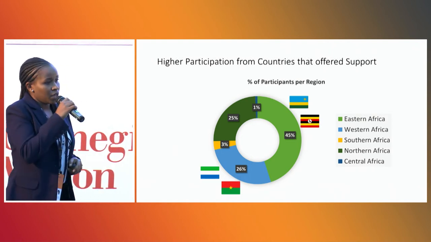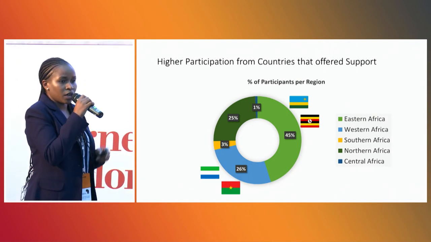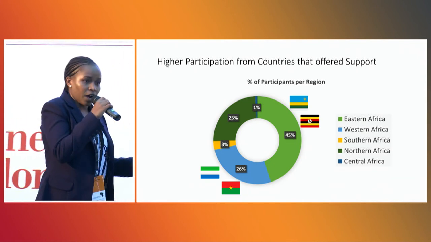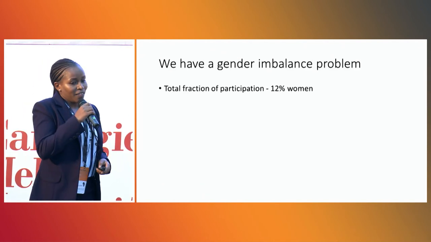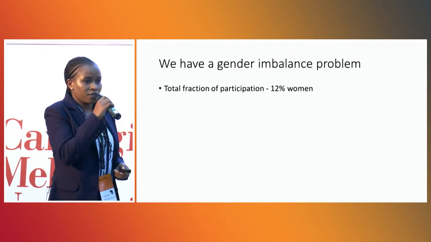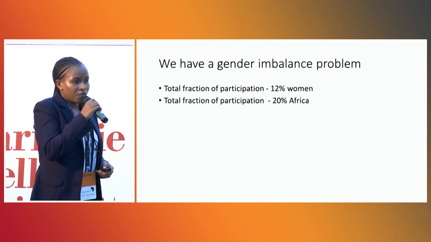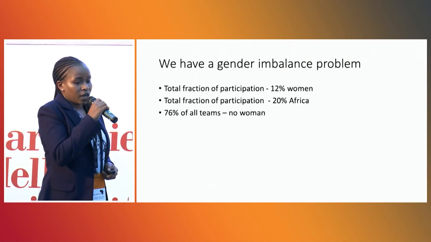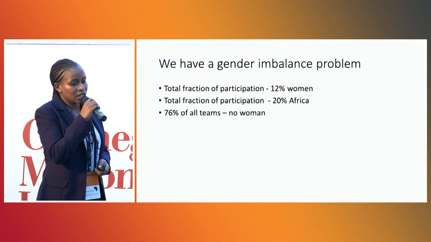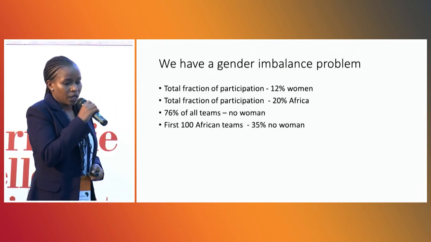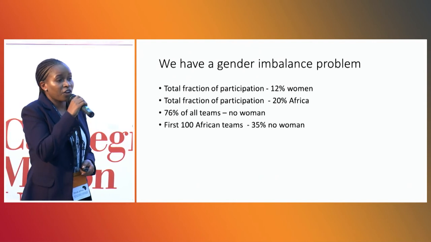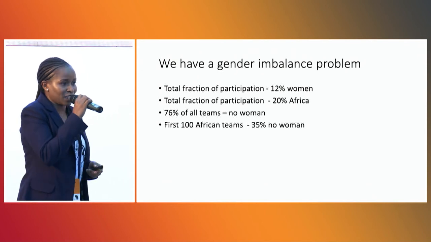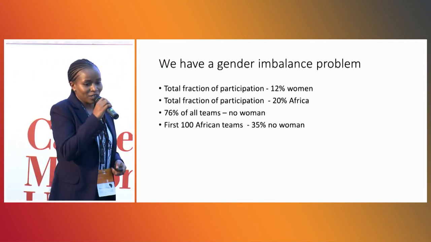The second correlation is that these countries actually announced country-level awards. They said, there's a probability that we are not going to win this, so let us encourage our students. And then we have a gender problem. Total PicoCTF out of 18,000, 12%. Africa out of 1,000 students, 20%. All teams in Africa, 414, 76%, no woman on the team. Of the first 100 teams, 35%, no woman. We have a problem, guys. I'm tempted to count the number of ladies in this room. I won't.